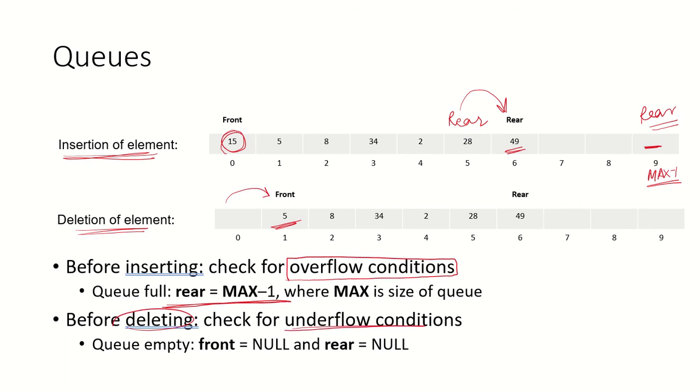And how can we check whether the queue is empty or not? When there are no elements in the queue, the front would be equal to null and the rear would also be equal to null. In that case, the queue is empty. So we will look at more of these individual linear data structures in more detail in the coming lectures.